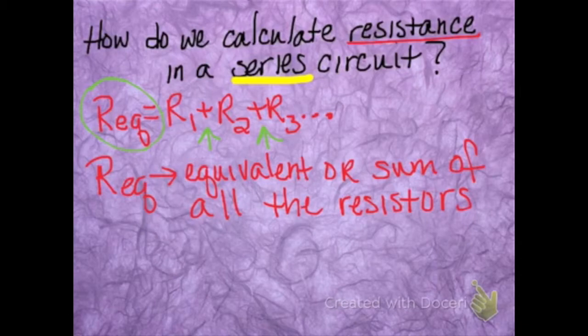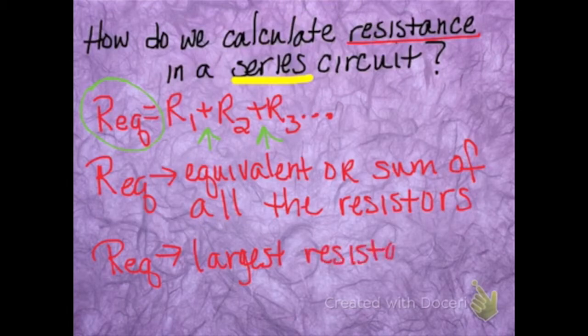It is the largest resistor in the series. So Req should always be your largest number in the resistors. Largest resistance in the circuit.